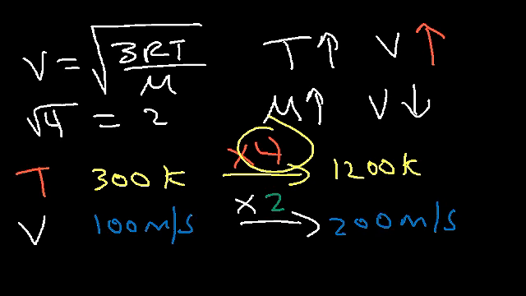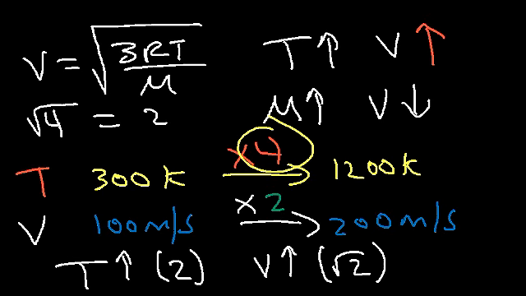Now, what if you increase the Kelvin temperature by a factor of 2? If the temperature goes up by 2, the velocity is going to increase by the square root of 2. If you triple the Kelvin temperature, by a factor of 3, the velocity will increase by the square root of 3. So, as you can see, the equation has a square root, so that's why.